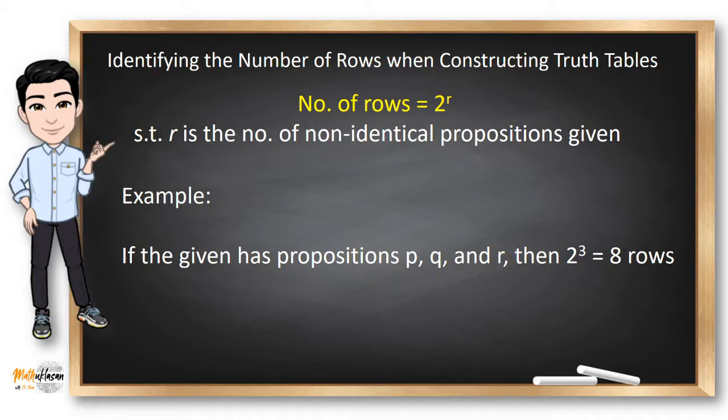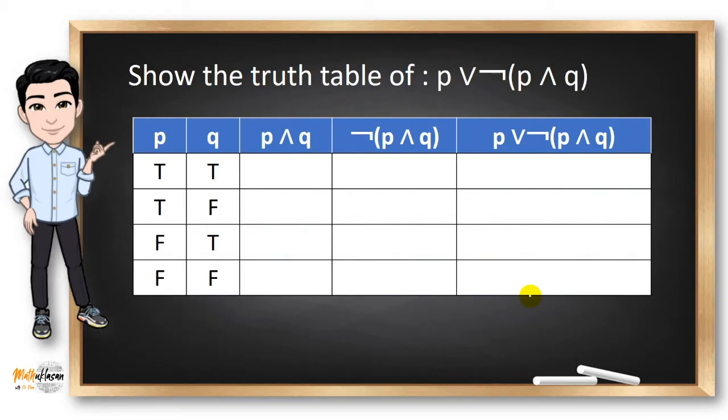So 2 raised to 3 is 8. So if we have a given containing P, Q, and R, we need to prepare a table consisting of 8 rows, excluding the label, okay? Excluding the label or the titles for the table. Now let's begin by identifying the number of rows for the table on this given. You can see here that we have two non-identical propositions, P and Q.